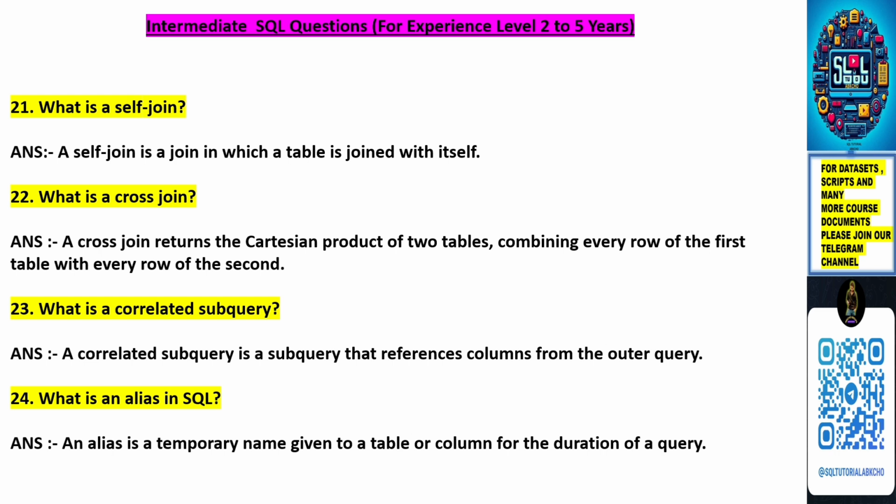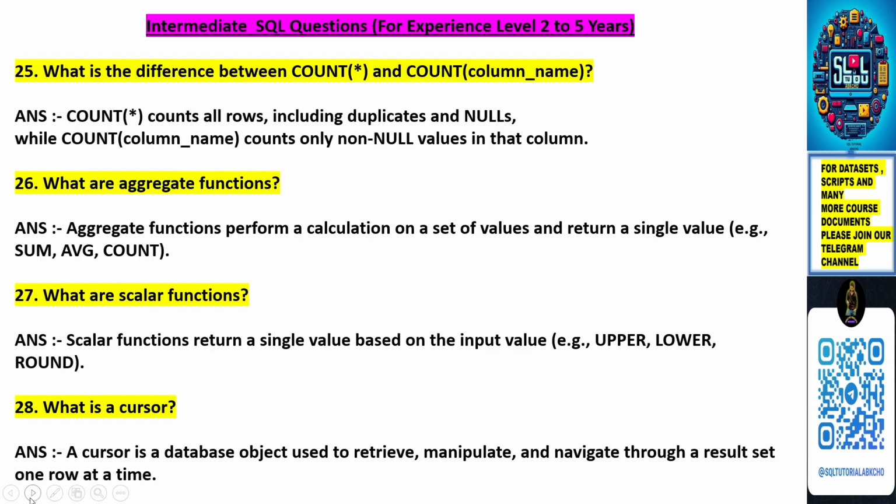So 24th question, what is an alias in SQL? The answer for this: an alias is a temporary name given to a table or a column for the duration of a query. So this is clear to everyone, what an alias is, and the definition for alias is this one. Now move on to the next question. Next we have the 25th question. Currently we are going through the intermediate SQL questions only.